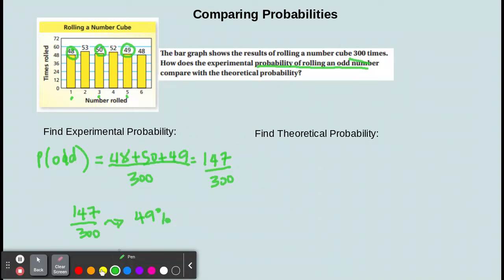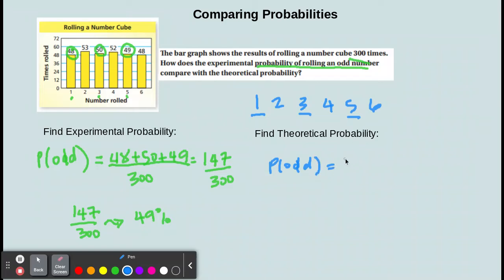Now, to find our theoretical probability, what are the numbers on our die? We have a 1, a 2, a 3, a 4, a 5, and a 6, right? And our odd numbers are 1, 3, and 5. So how many favorable outcomes do we have? P(odd).